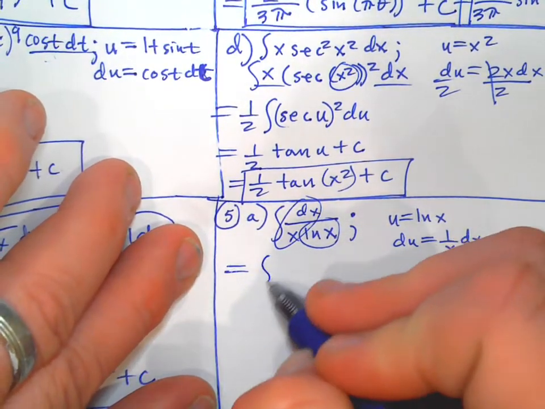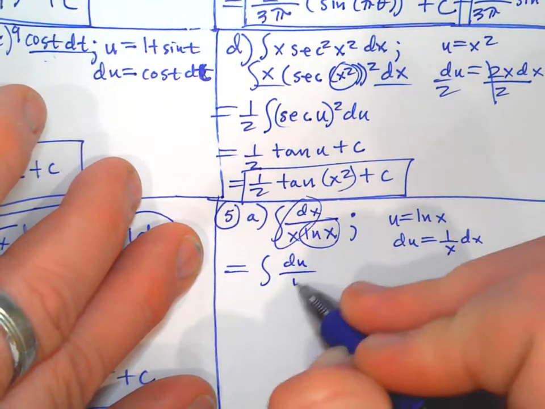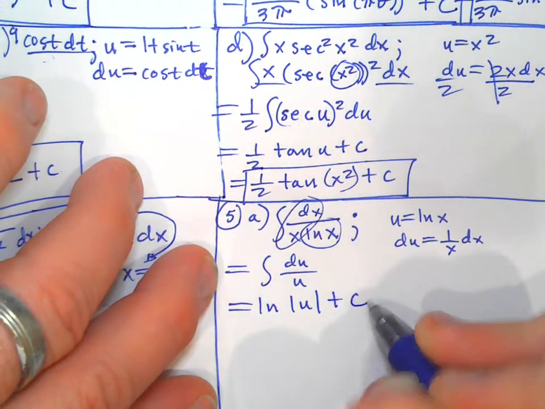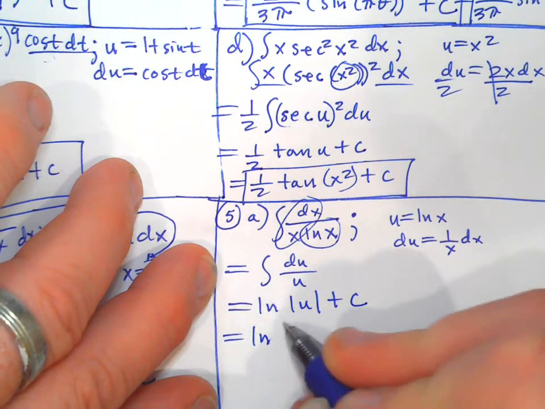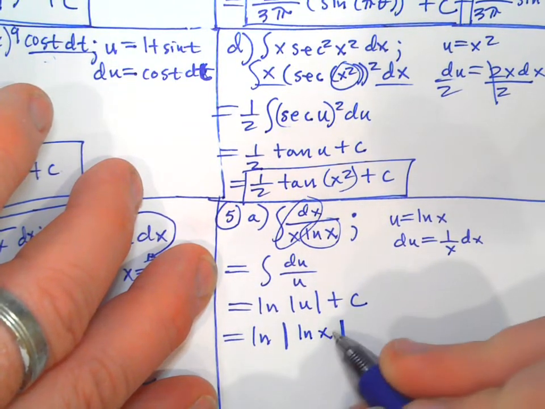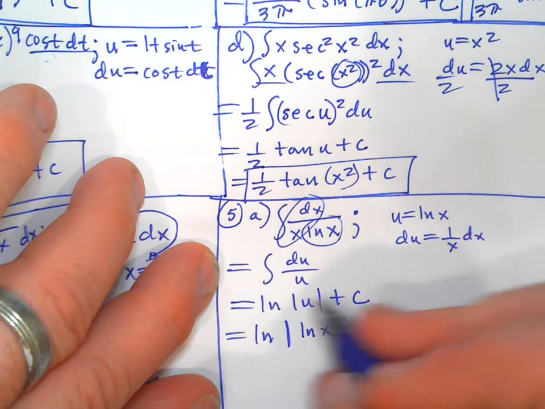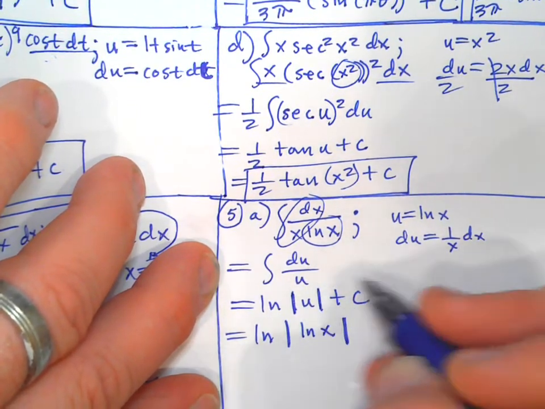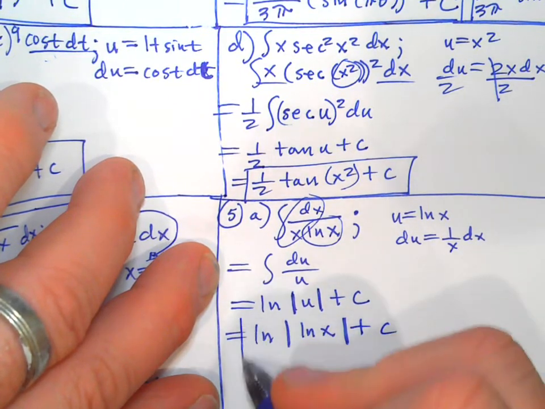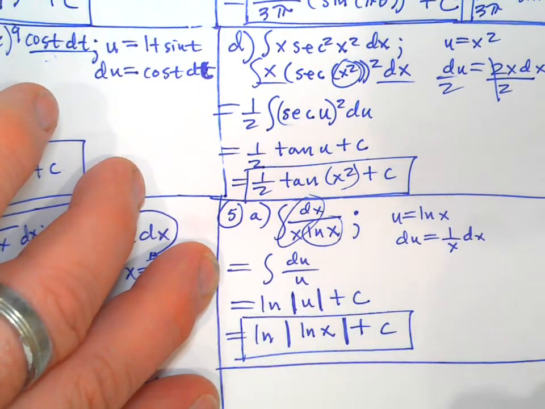So this is going to be du over u, which is going to be the natural log of the absolute value of u plus c, which is going to be the natural log of the absolute value of the natural log of x. Now, we don't put parentheses around the x. That was already there. The absolute values pop up when you do the antiderivative.